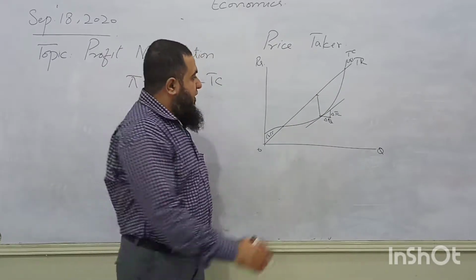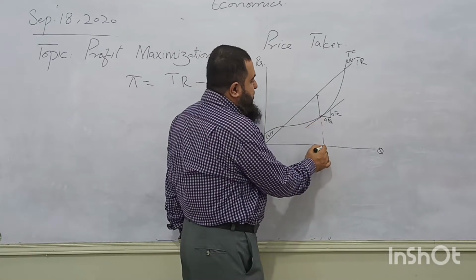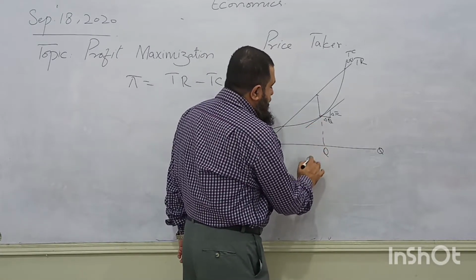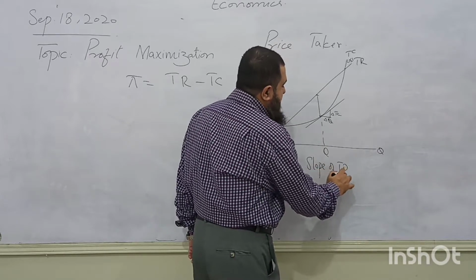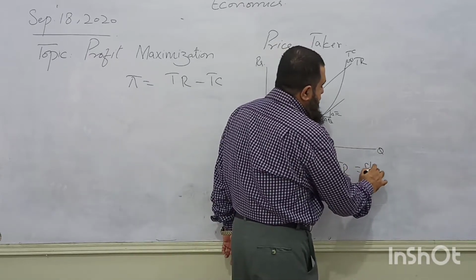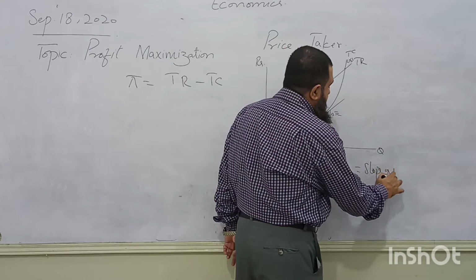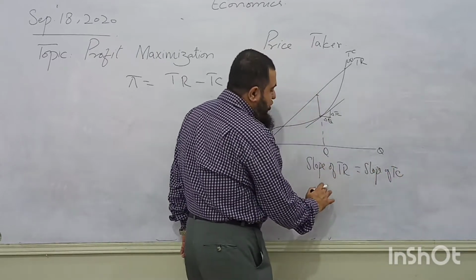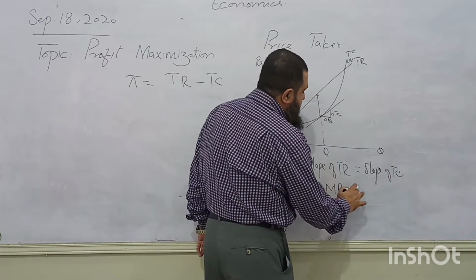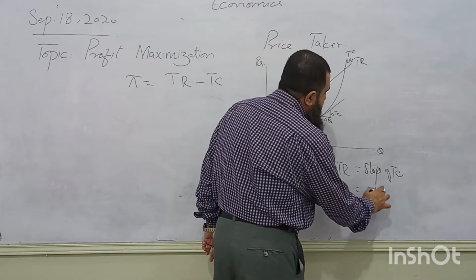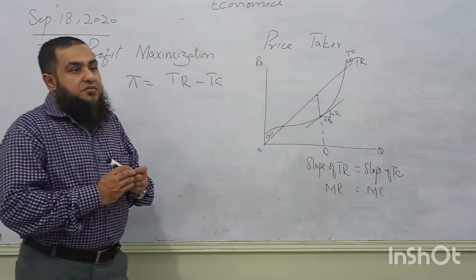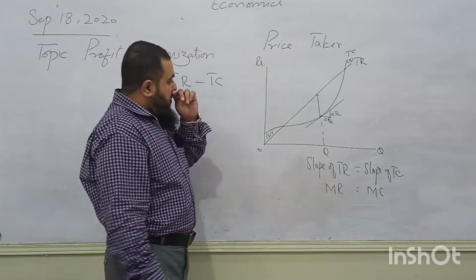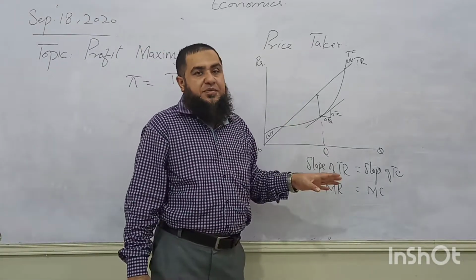So the firm needs to produce at that point where the slope of total revenue equals the slope of total cost. Their slopes are called marginal revenue and marginal cost. They should be equated for any firm which is going to maximize its profit.